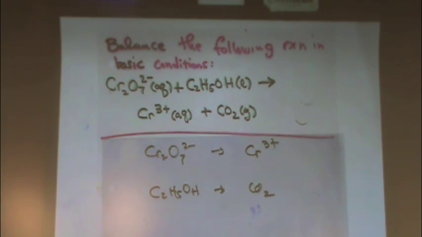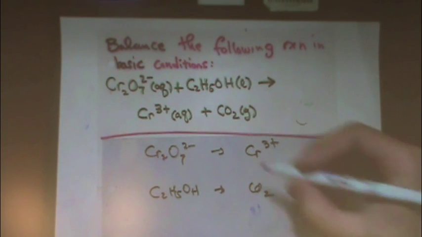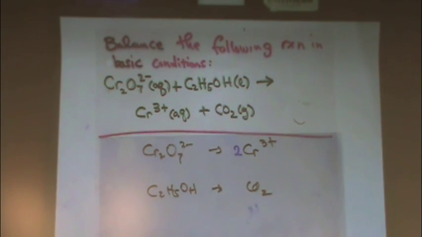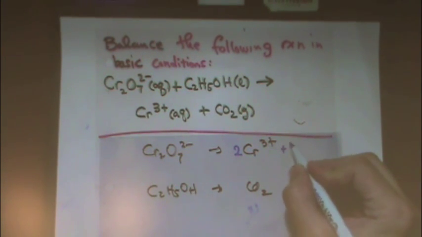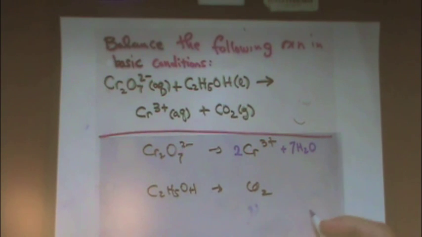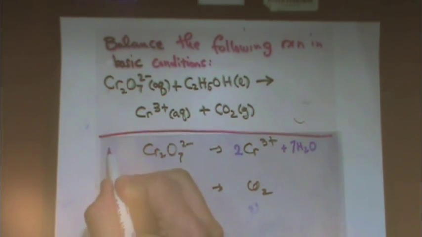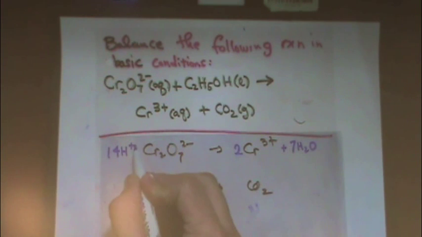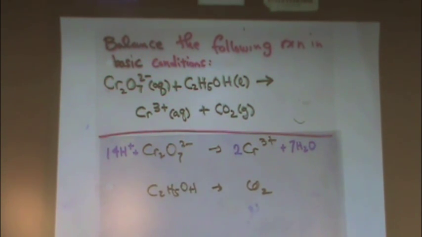Step 1, you balance whatever's not oxygen or hydrogen, that's chromium. I need 2 on each side. Step 2, I balance the oxygens with water. There's 7 on the left, I need 7 on the right. Step 3, I balance the hydrogens. I have 14 on the right, so I need 14 on the left. Okay.